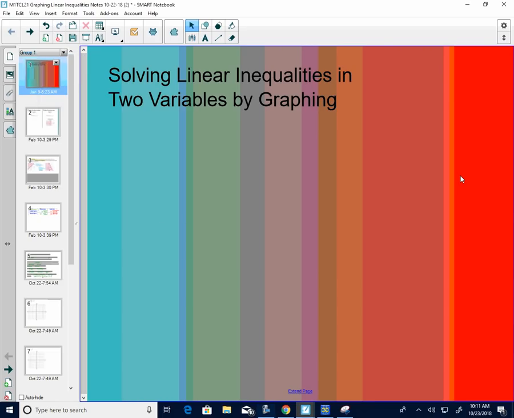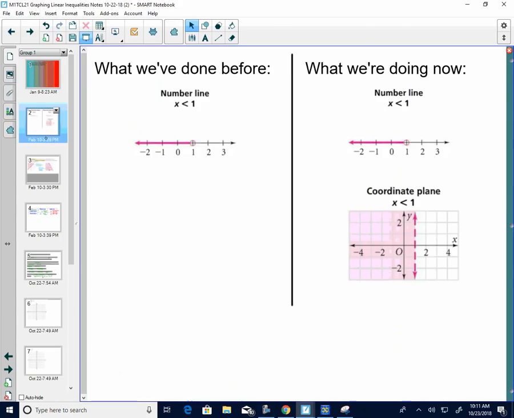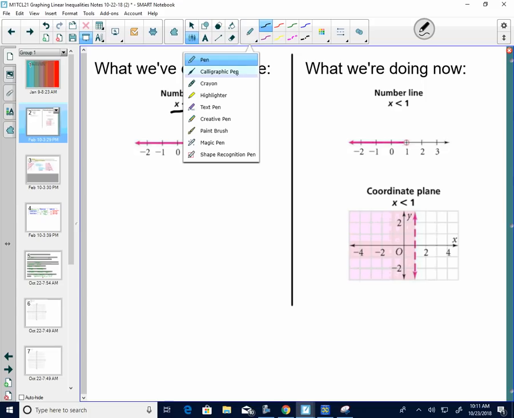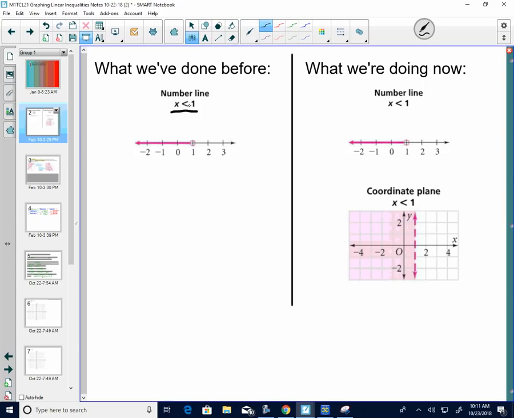All right, today we're going to look at more solving linear inequalities in two variables by graphing. So what we've seen before is we've been given an inequality such as x is less than 1. We have graphed it on a number line. We know it would be an open circle because 1 cannot be included, because 1 is not less than 1. It is equal to, but we needed somewhere to start. So we put this open circle on 1, and then we shaded everything to the left.